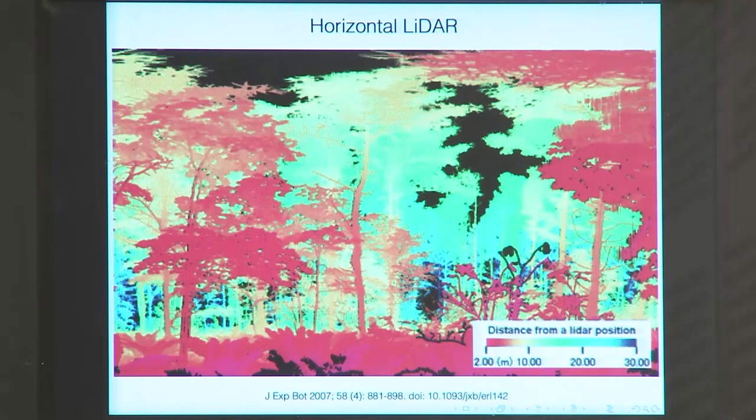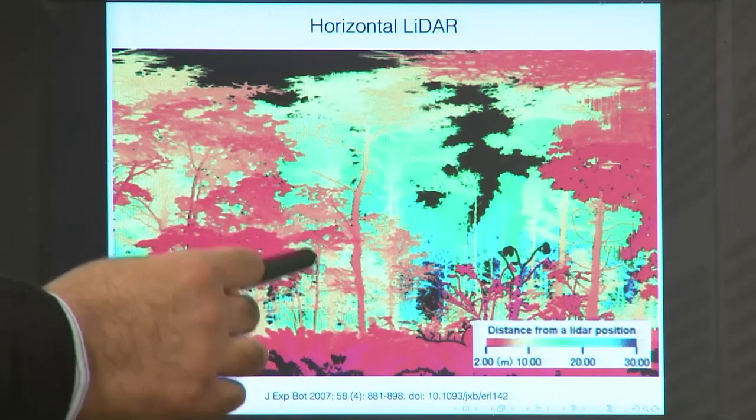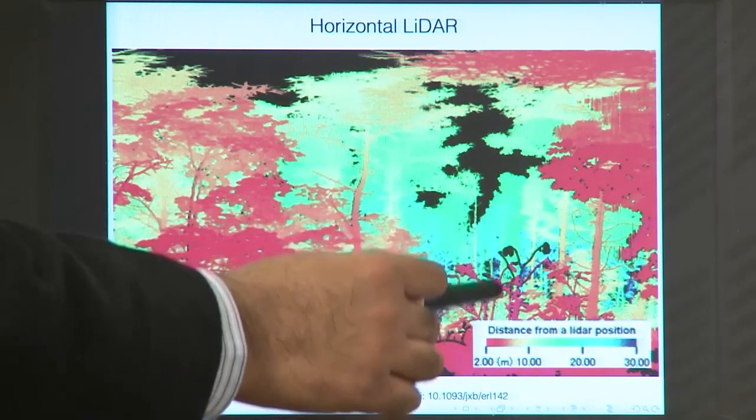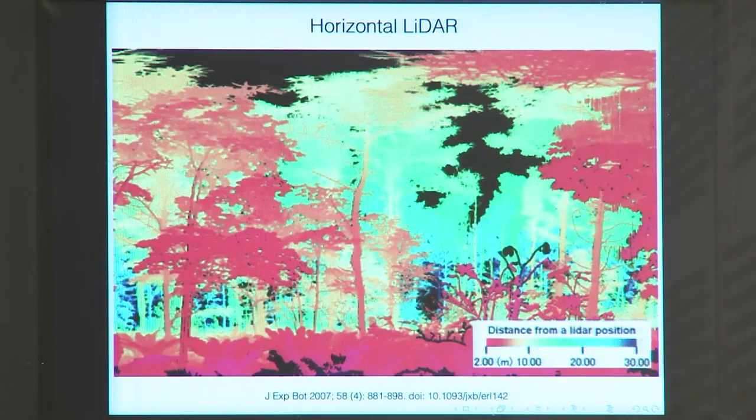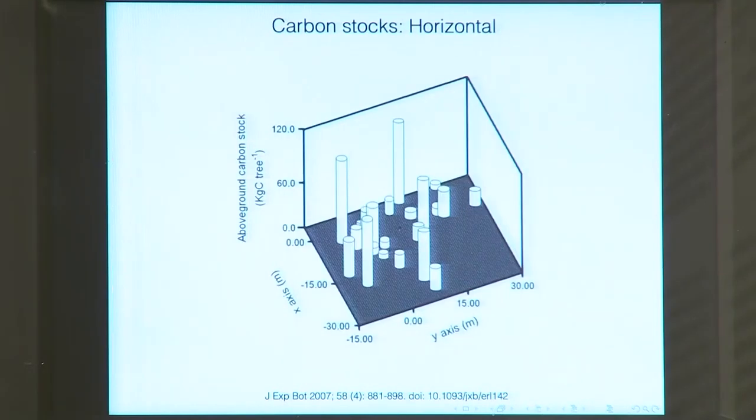In the case of this horizontal LiDAR, if you go through these operations, you can find out where each and every one of these trees is located, because you have this information in a three dimensional space. In this three dimensional space, you know the location of every tree, you know the girth of every tree, and so by using the horizontal LiDAR, you can figure out the amount of biomass or the carbon in your forest with much greater precision as compared to the vertical LiDAR. And so, you can convert this sort of image into the carbon stocks of different trees.